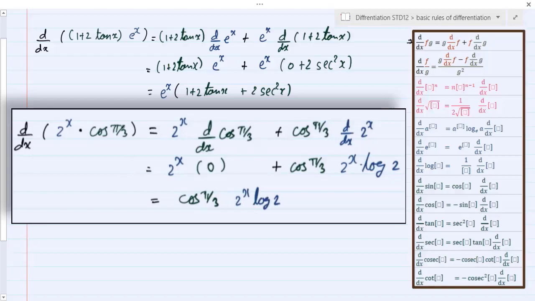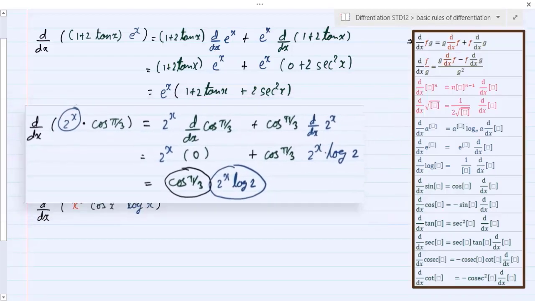Ta-da! Please remember, if you consider cos pi by 3 as a constant, then we don't have to worry about it. So that term will be as it is. We just have to differentiate 2 raised to x, which will be 2 raised to x into log 2, which will give us a similar result. Okay.